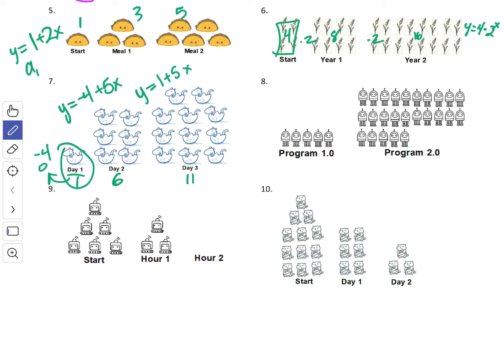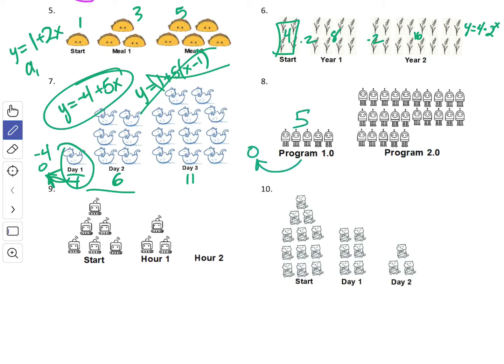I could go y equals 1 plus 5x. The problem is just having that x there throws off my numbers and it doesn't connect. So I have to recognize that I have to drop back 1, so I'd actually go x minus 1, and it would work that way as well. But I prefer doing it this way.